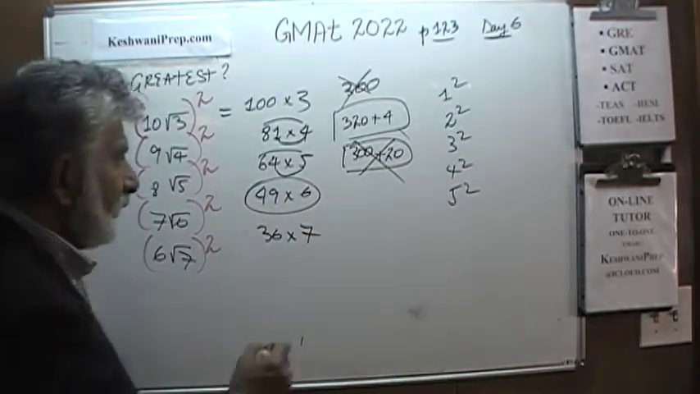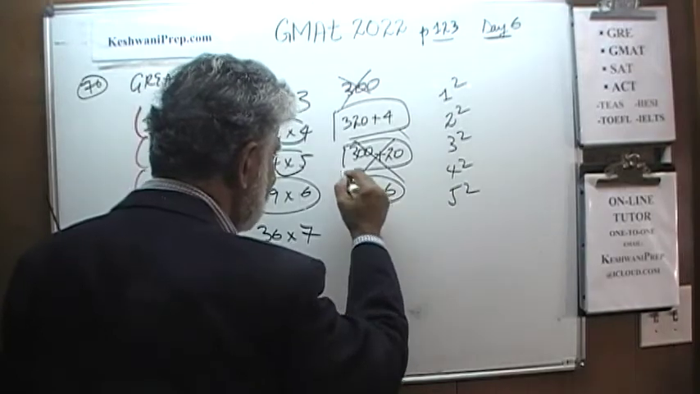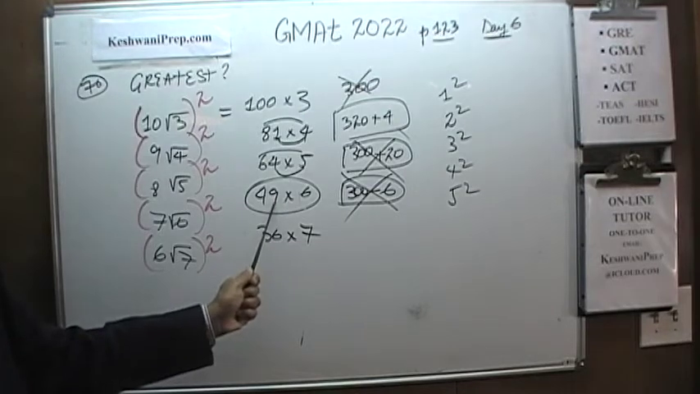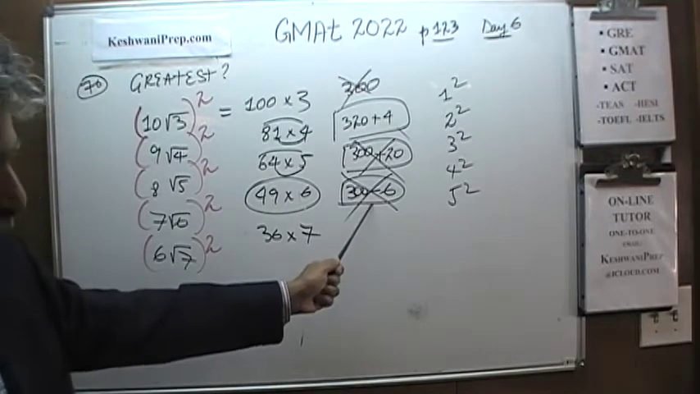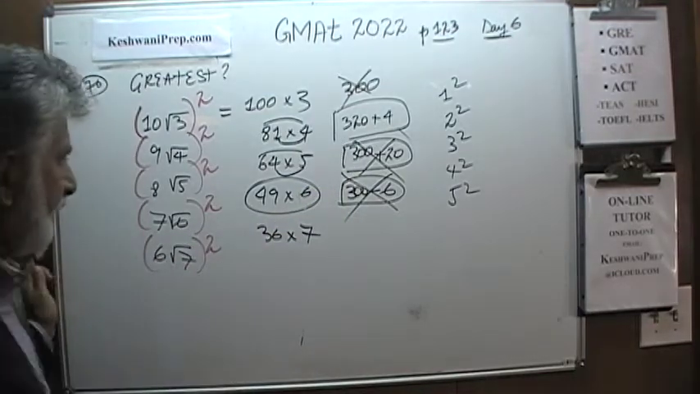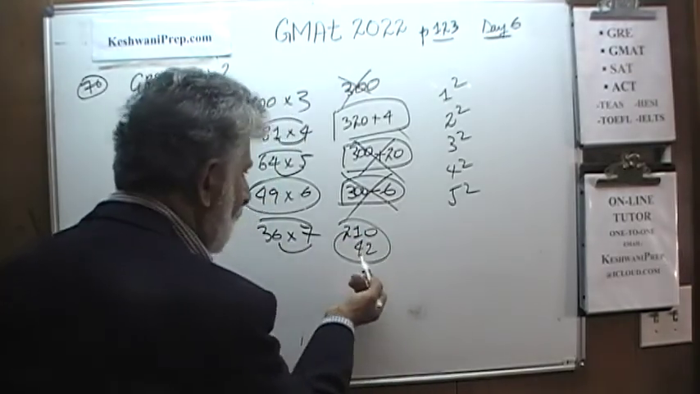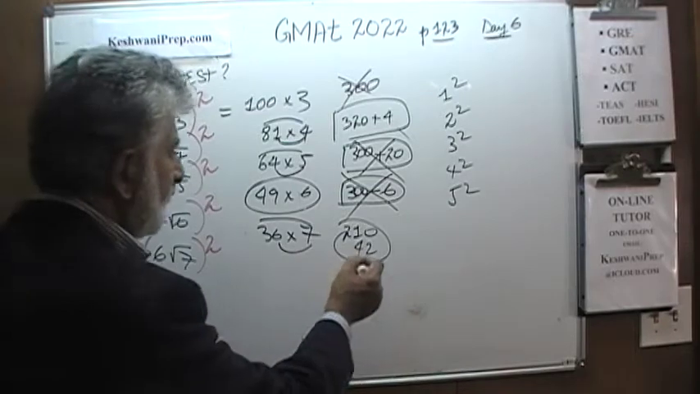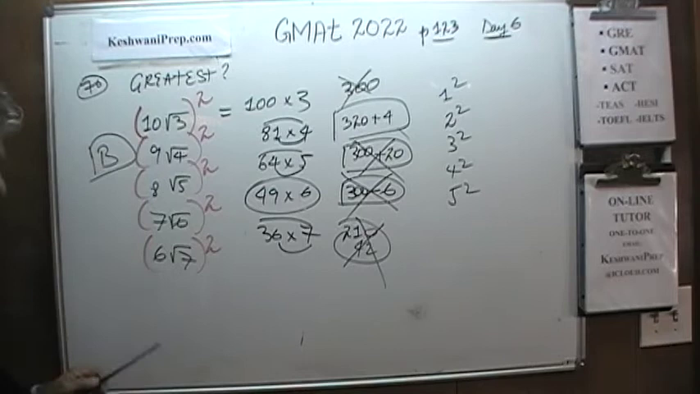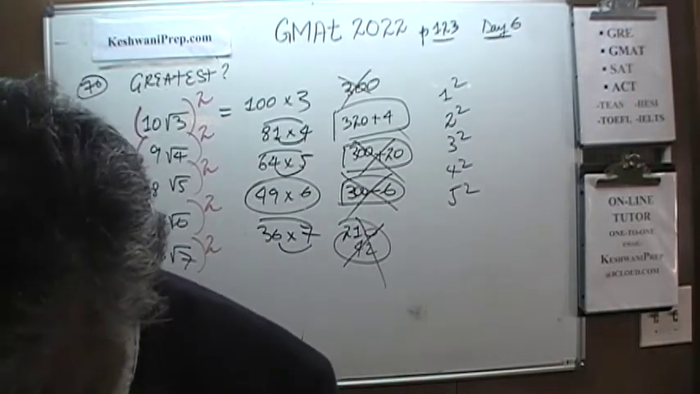49 times 6. 50 times 6 is 300, so it's 300 minus 6. So that's no good, because 300 represents 50 times 6, we don't have 50, we have 49 times 6, so we have to take away 6. Whatever it is, we're not interested, it is less than 324. And this guy here, 30 times 7 is going to be 210, 6 times 7 is 42, there is no way this is going to add up to 300, let alone 320. The answer is this guy right here, which was B. 324 is the answer. Answer choice B.